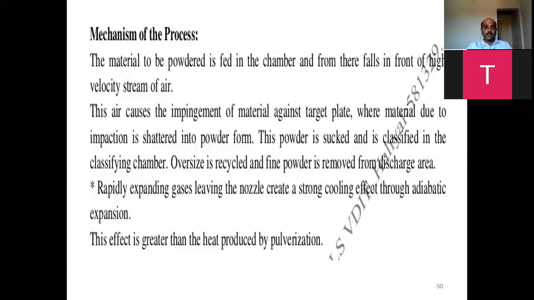Now the mechanism of the process. I will quickly complete this, just 3 minutes left. The material to be powdered is fed into the chamber and from there falls in front of a high velocity stream. This causes the impingement of material against a target plate, where the material due to impaction is shattered into powder form. This powder is sucked and is classified in the classifying chamber. Oversize is recycled and fine powder is removed from the discharge chamber.